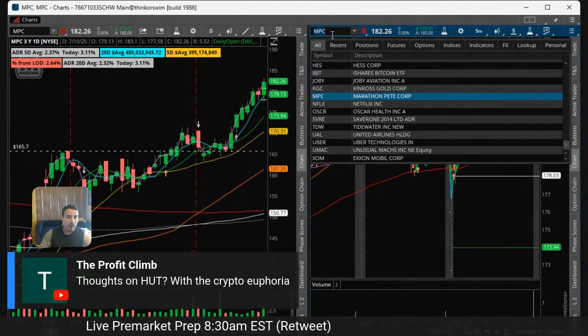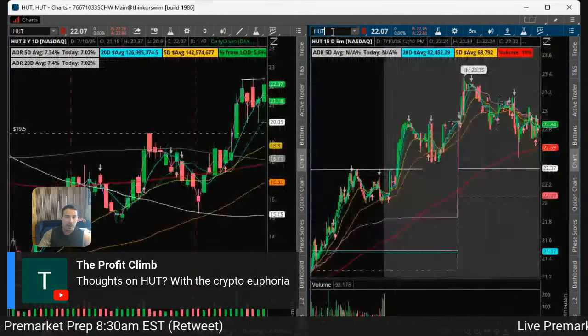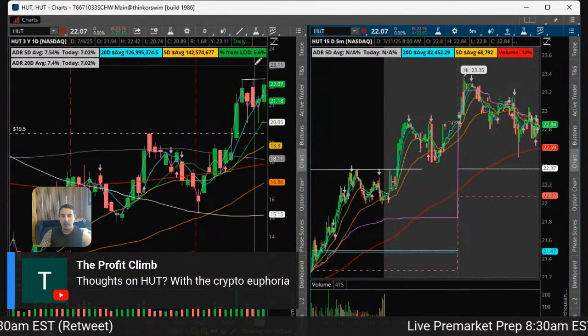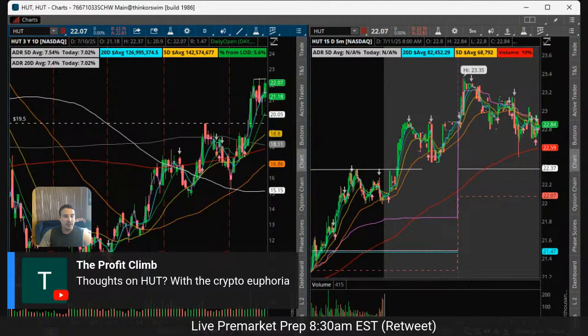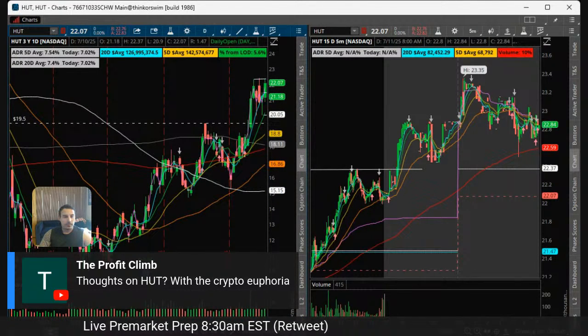Thoughts on Hut? Hut never let me hold it overnight, and then the next day it went, and I didn't rebuy it. Yeah, wow. Yeah, it looks pretty good. A touch extended from the 50, but it looks good.